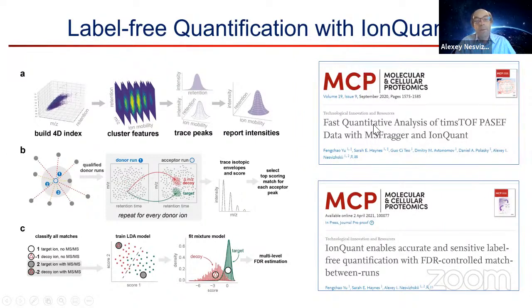And let me go through the key steps in this IonQuant label-free quantification workflow, and specifically talk about a false discovery rate enabled match between runs that we implemented, that we think is really a key part of any label-free quantification workflow.